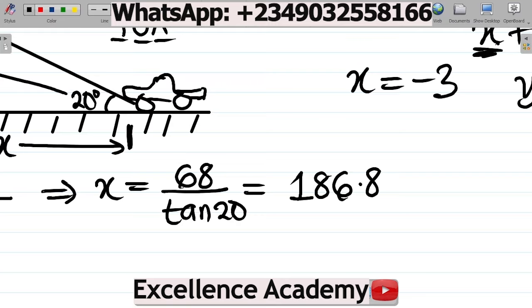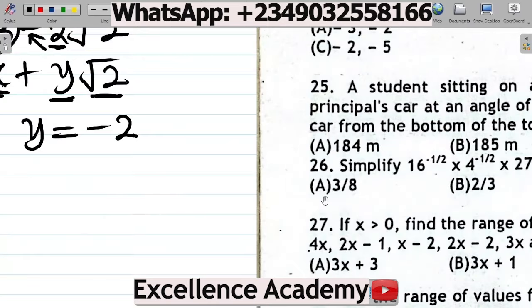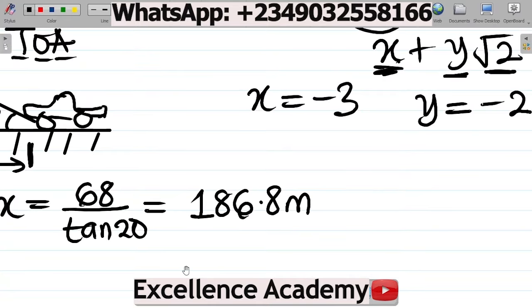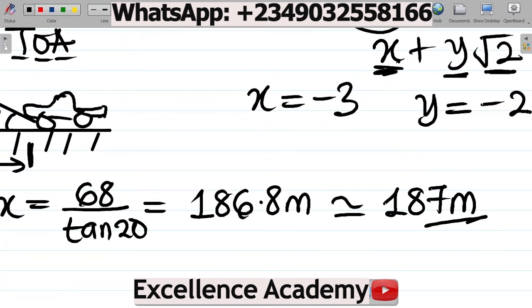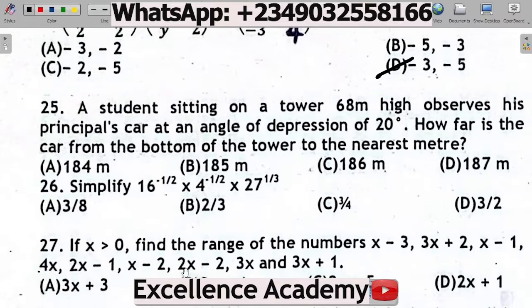186.8 meters. Now, in the question, they said to the nearest meter, so let's approximate it to the nearest meter. This would be approximately 187 meters. So that's the correct answer: 187 to the nearest meter. So D is the correct answer.